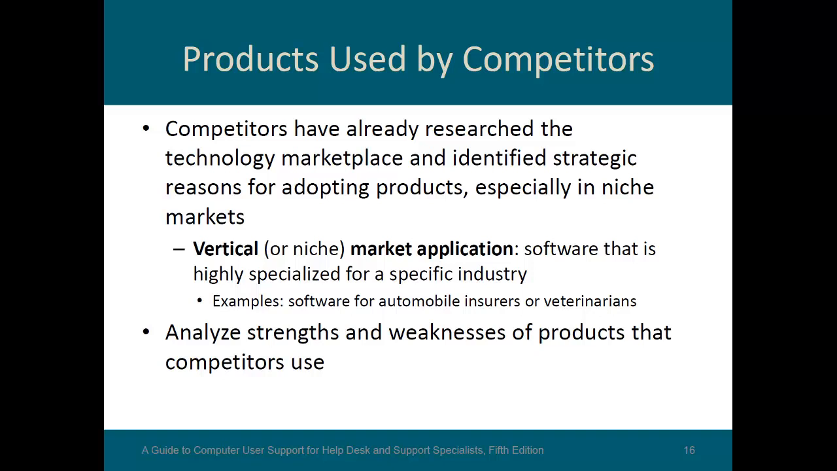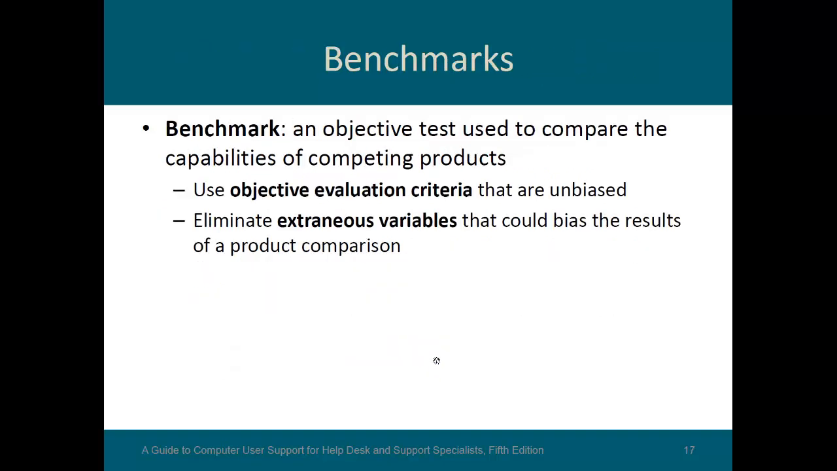So let's say the automobile industry is a horizontal market. Almost everybody has a car. However, Toyotas and Fords are vertical markets, so those are only specialized for a couple of different manufacturers. You'll see the same thing when it comes to software. There's software in QuickBooks that's designed for everyone, but you can get vertical modules that help people who are into estimating or into other types of vertical markets, like construction. You can analyze strengths and weaknesses of products that competitors use.